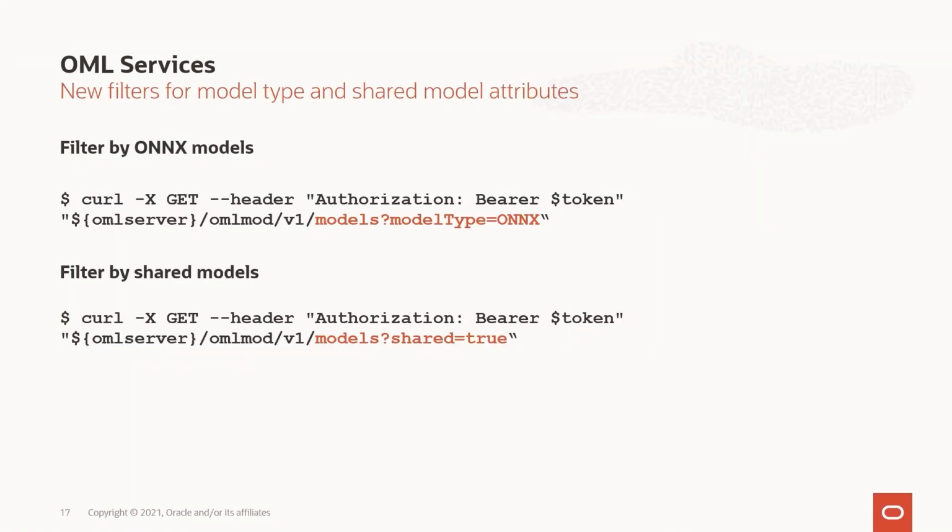We also have two new filtering types for OML Services, and these are for the user when they want to look up or search the models that are available to them. One of the new filters is for the model type. The other is for the shared attribute, and shared indicates if the model is shared with other OML users in the tenancy or if it's private to the user that created it. The model type can be OML, ONNX, or ONNX image, and shared is a logical value, either true for shared or false for private or not shared. You can also filter by the model name, model version, and namespace.